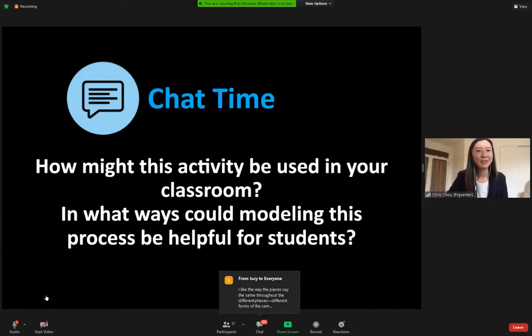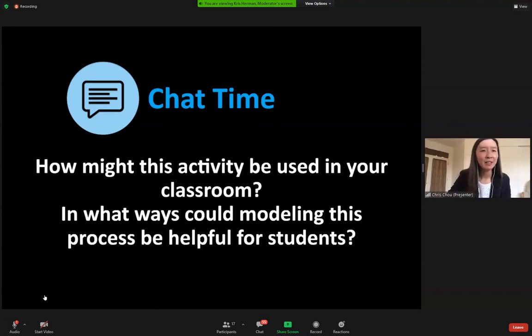Okay, thank you for responding. Cassie, great to get hands-on experience moving the parts. Will help them understand it, definitely. Elisheva, clearly visual representation of the process is ideal. And then Lucy, I like the way the pieces stay the same throughout the different phases, different forms of the same genetic material. Yeah, definitely.